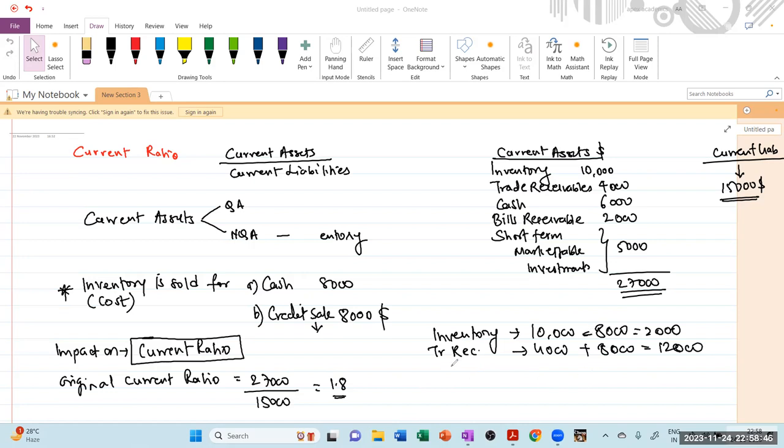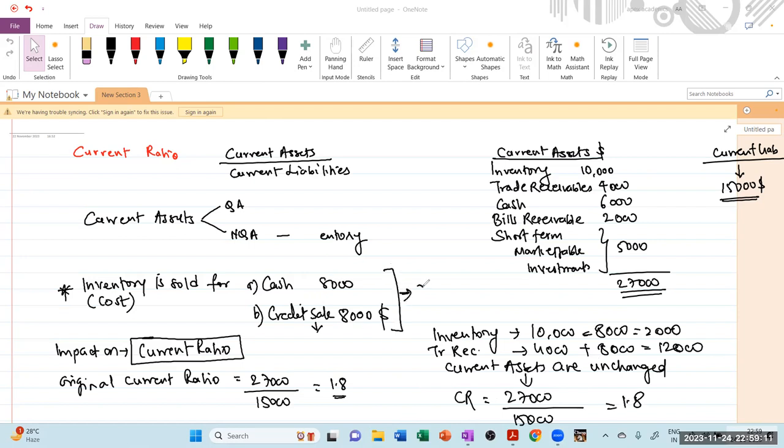On a net basis again, current assets are unchanged. I hope you agree with my statement. Therefore, what happens is, my current ratio again continues to be 27,000 divided by 15,000, and my answer is 1.8. So in both these cases, current ratio is unchanged.